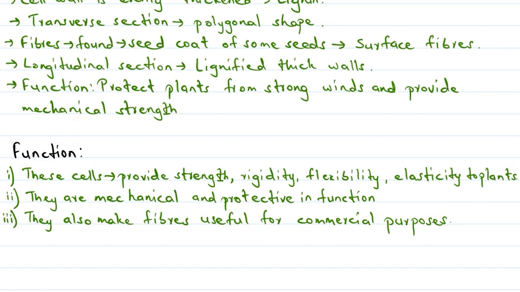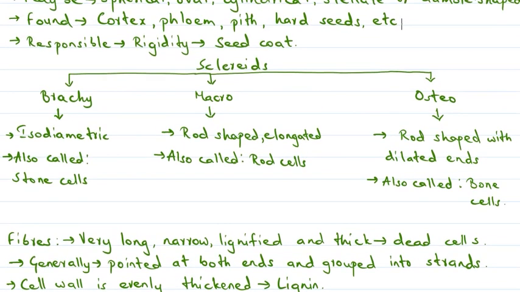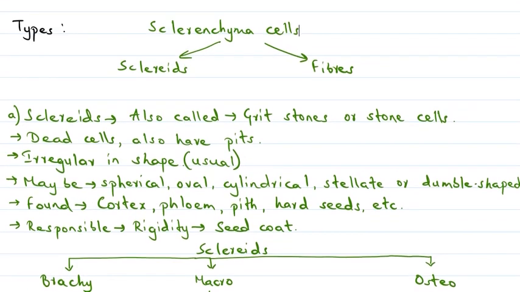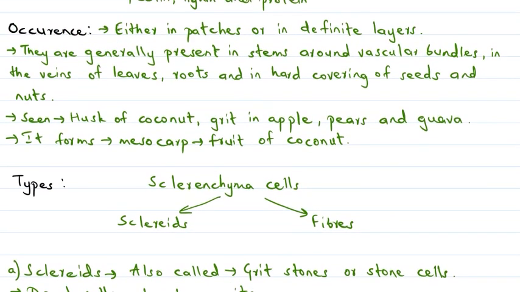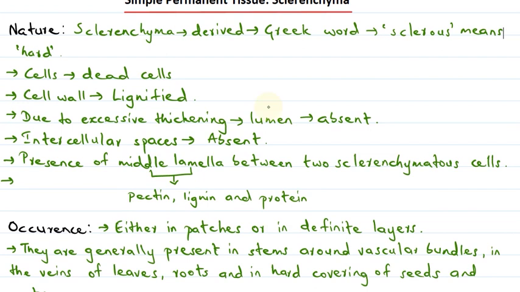Now let's quickly revise everything that we have studied today. So today we discussed sclerenchyma tissue in detail. First we studied the nature of sclerenchyma cells. The term sclerenchyma is derived from a Greek word where scleros means hard.